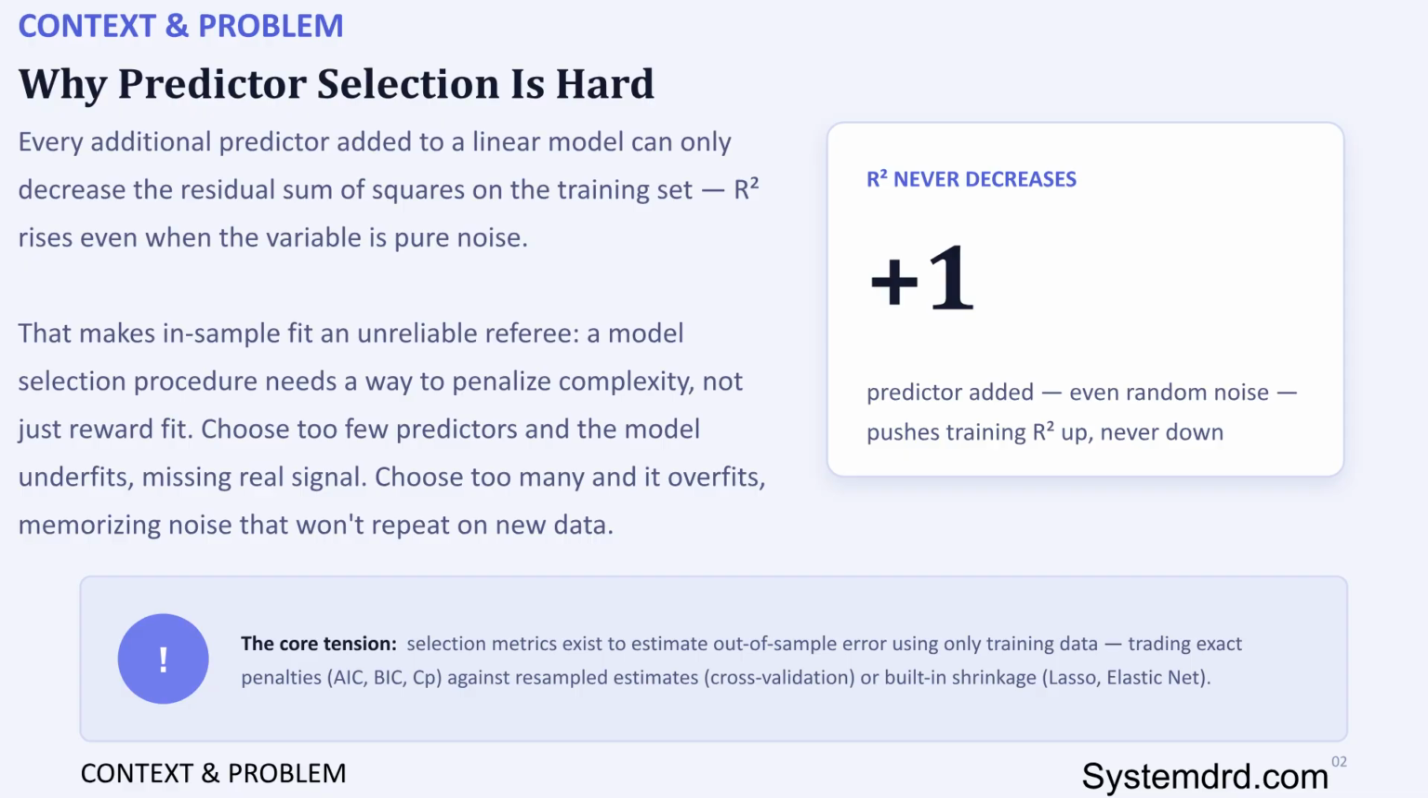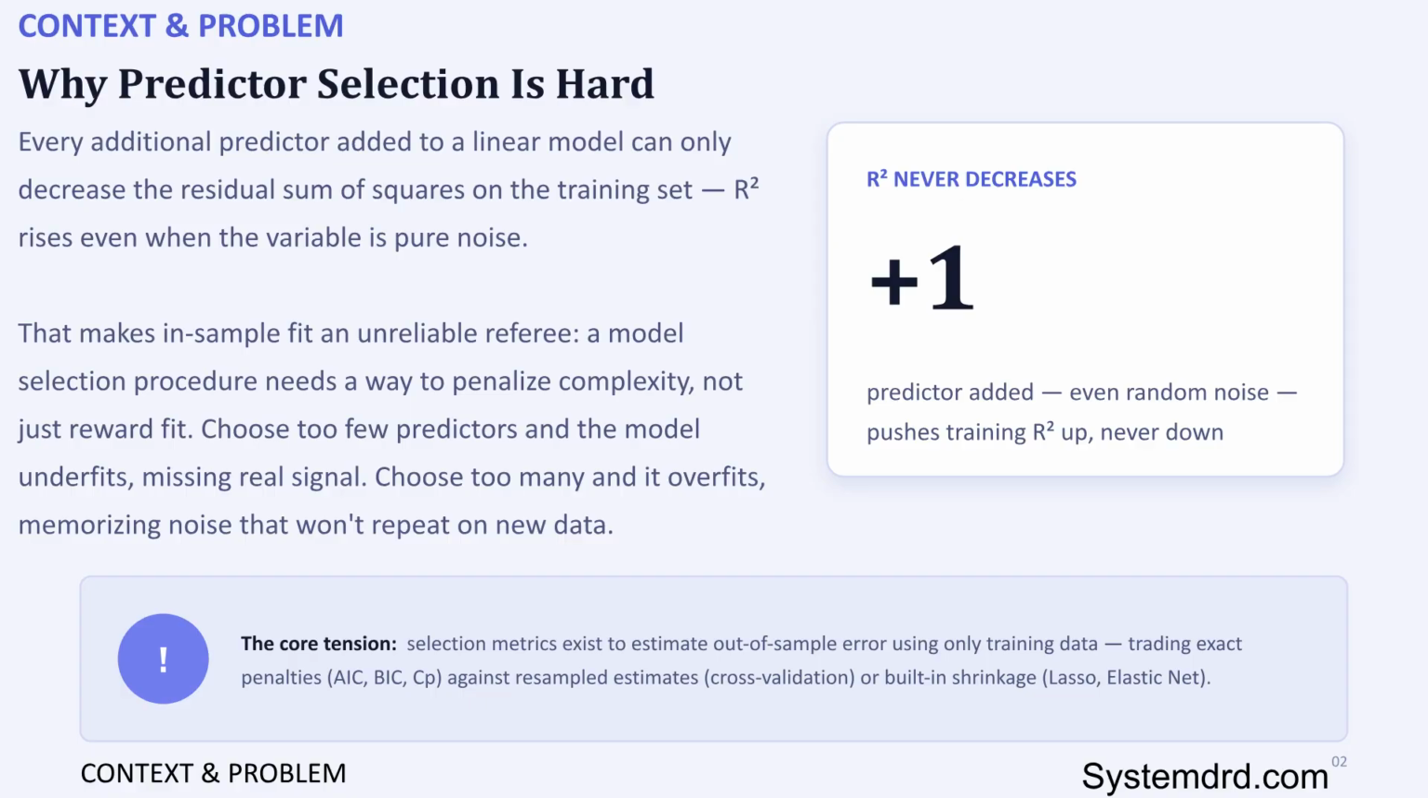What we actually need is a way to penalize complexity, not just reward fit. And there are real costs on both sides of this. Choose too few predictors and the model underfits. It misses real signal that was sitting right there in the data. Choose too many and it overfits. It memorizes quirks and noise in the training set that simply won't repeat when the model sees new data in production. So here's the core tension that every metric in this talk is built to resolve.